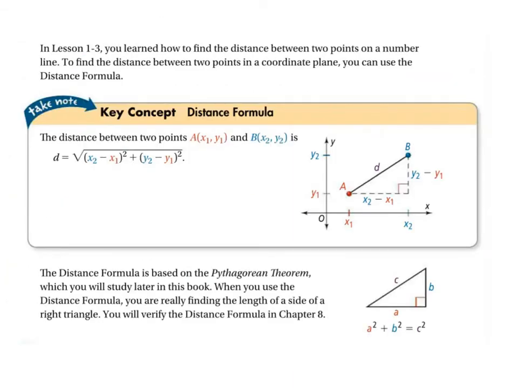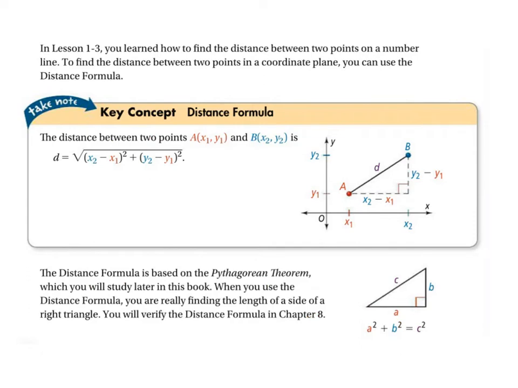All right, so we already know how to do the distance on a number line. We subtract one value from the other and take the absolute value because it's positive. But what about if it's in the coordinate plane? Okay, well, there's a formula for it here, and it's based in the Pythagorean theorem, a squared plus b squared equals c squared. Okay, and that's what it says right here.